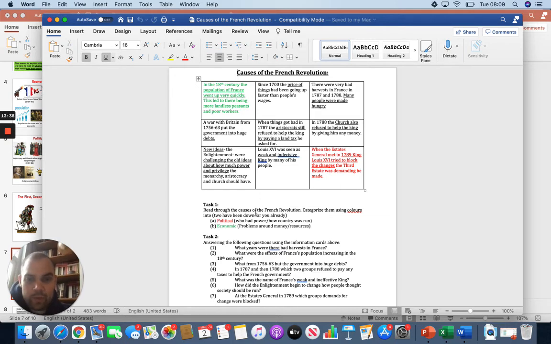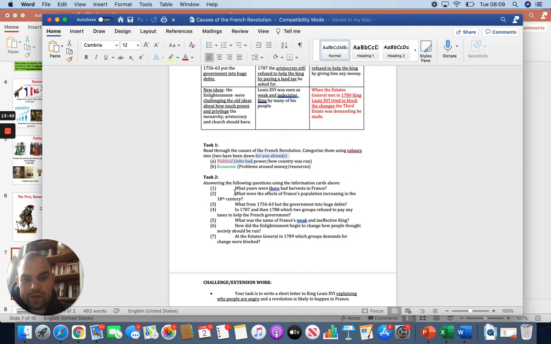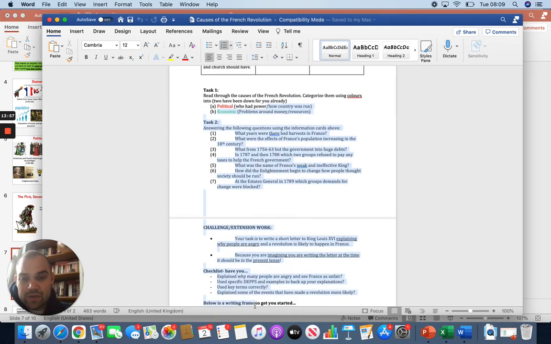Now, once you've categorised those cards and you've read through them carefully, you've just got 7 questions you have to answer here, just based upon the information on those cards. Okay, so these are just like comprehension questions. Either complete those on the Word document or write them down on a piece of paper and then send your teacher a picture afterwards.